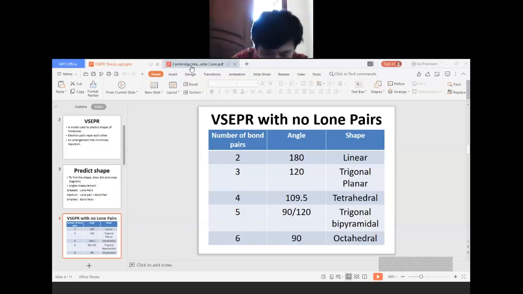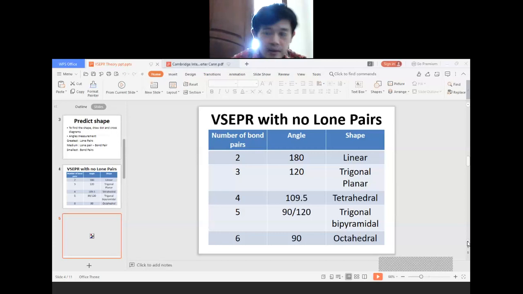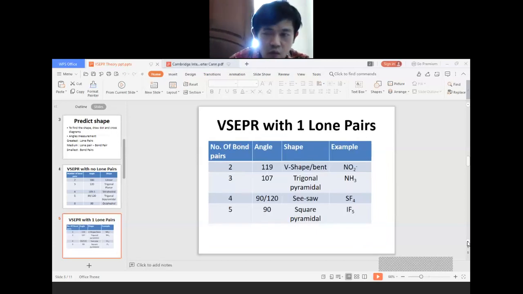Number 5, 5 bond pairs with no lone pair. It is 90 and 120. It is not odd. 90 and 120. How do scientists measure? It is not our concern how they measure it. Of course, what I know, we have to learn it by heart. Okay, and then this one, VSEPR with 1 lone pair.